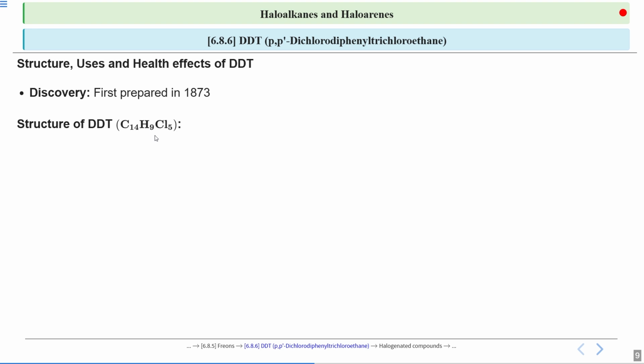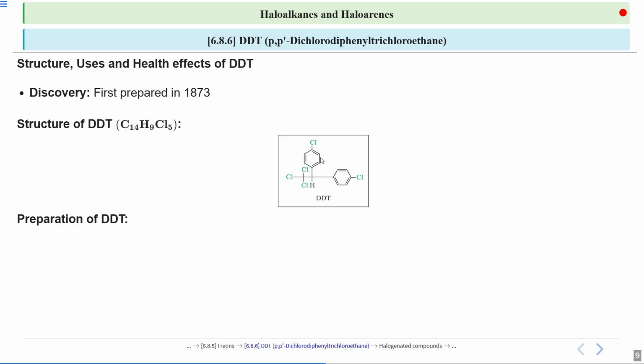C14H9Cl5. So it contains 5 chlorine atoms. So this is a polyhalogen compound. And if we talk about the structure, this figure shows the structure of DDT. You can see 2 chlorobenzene rings are connected with a carbon here, and this carbon is bonded to another carbon, which has 3 chlorine atoms over it, right? 3 chlorine atoms are attached to this single carbon, and this carbon is attached to the carbon which is bonded to these 2 chlorobenzene rings. So this is the structure of dichlorodiphenyltrichloroethane, or you can say DDT. This is a polyhalogen compound.